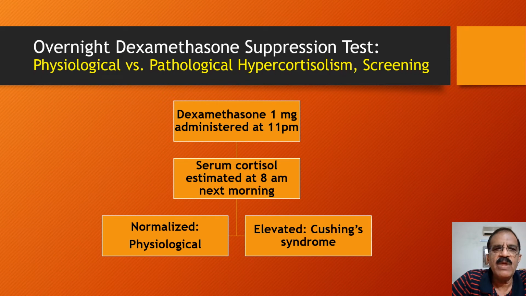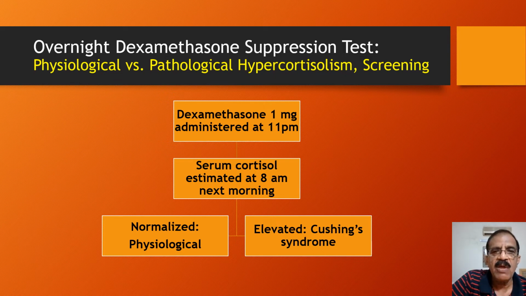So in this test, what we do is we give dexamethasone 1 milligram, which is equivalent to 2 tablets, at 11 p.m. And in the morning, you estimate serum cortisol at 8 a.m. next morning. Previously, of course, you had estimated cortisol that was high. So if high cortisol is normalized after overnight dexamethasone administration, that means this hypercortisolism was physiological. So the patient is just going through some stress and that is responsible for hypercortisolism. The patient may not have Cushing disease or Cushing syndrome.